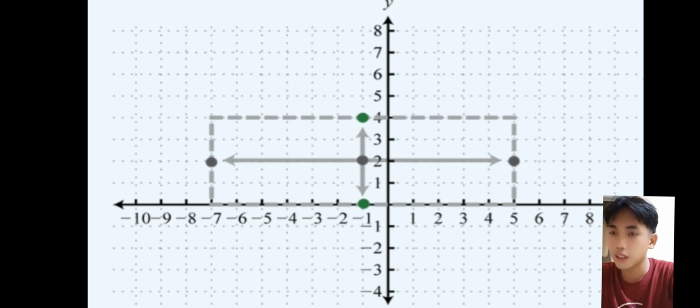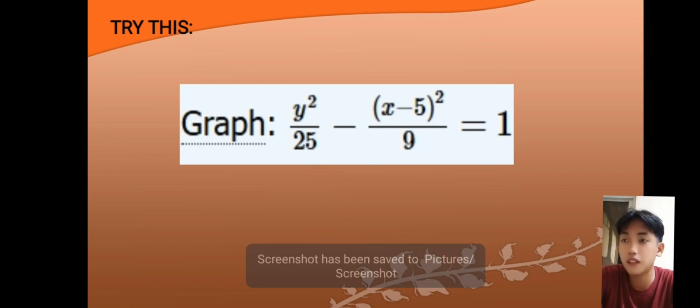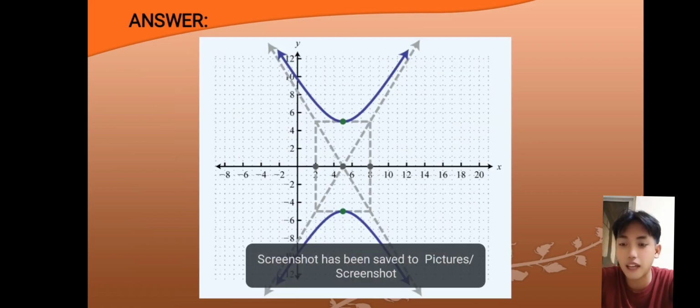So after plotting your points, from the center, move 6, then 2 upwards, then form a rectangle. Every edge will pass through an asymptote going through the center. Then after plotting our asymptotes, plot your branches of the hyperbola, which are upward and downward. So then we have finished graphing our hyperbola. So try this equation, and if you get the same graph as this, then you have the correct answer.